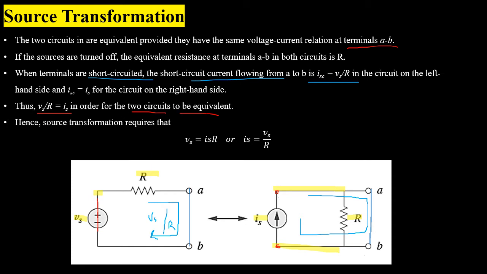So the source transformation requires that the source voltage must be equal to the source current multiplied by resistance, or the source current must be equal to the source voltage divided by resistance.